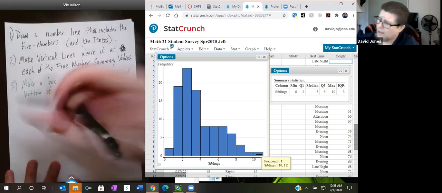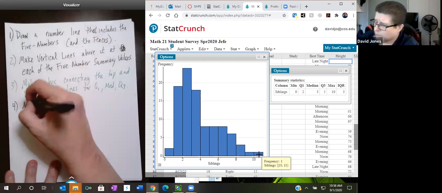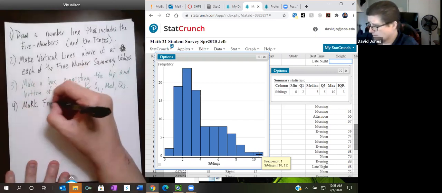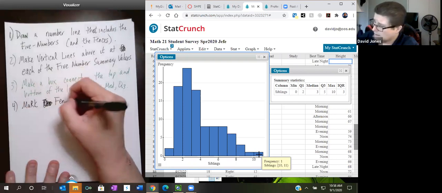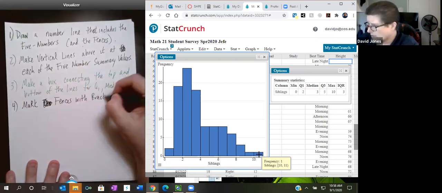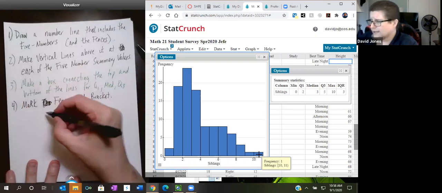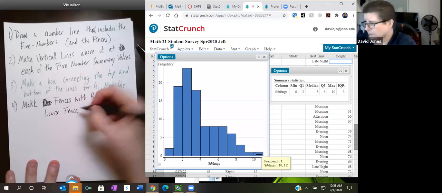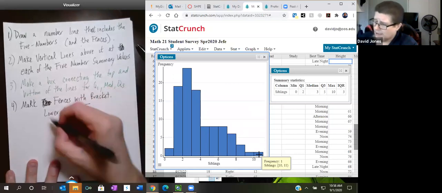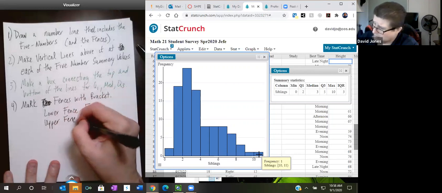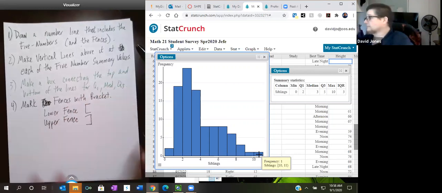Then we're going to mark fences with brackets. So the lower fence, we'll do an open bracket. Open bracket is where it starts. And upper fence will be a closed bracket, which is the right-hand bracket. Like that. Okay.